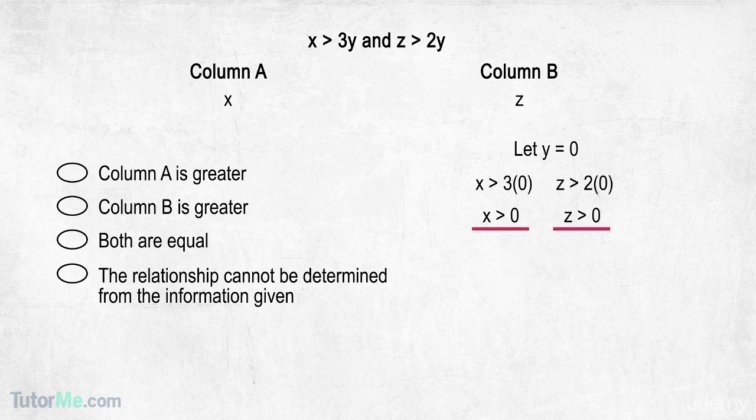These two inequalities tell us nothing about the relative sizes of x and z. X could be 10 and z could be 5, or vice versa. We don't know. Therefore, the relationship cannot be determined from the information given. Remember that in quantitative comparison questions, the answer choice, the relationship cannot be determined, is just as likely to be the answer as the other choices. Don't be afraid to use it.